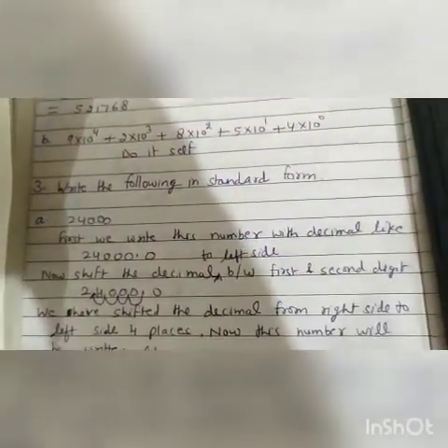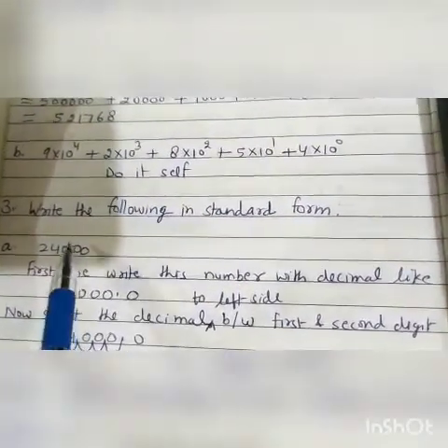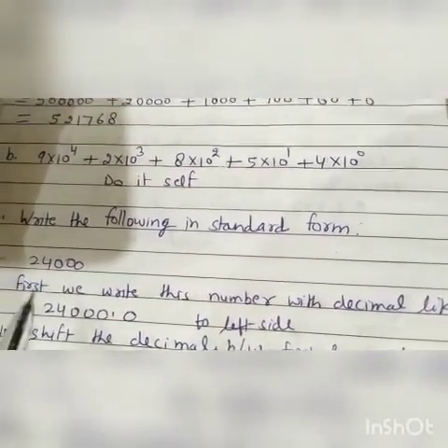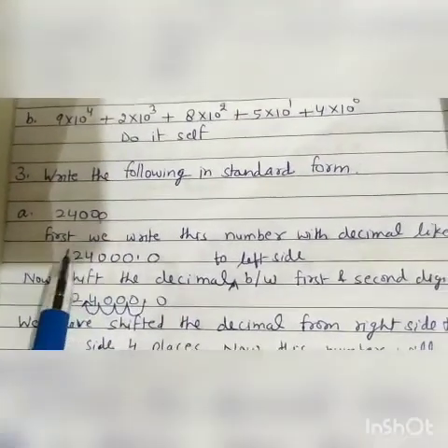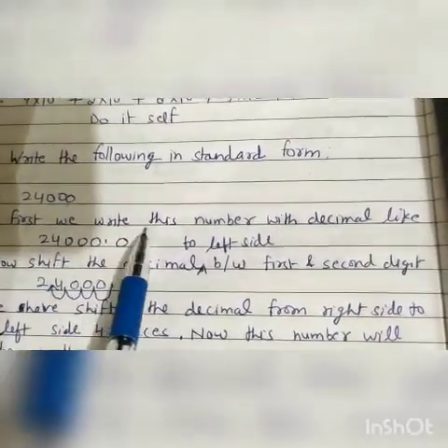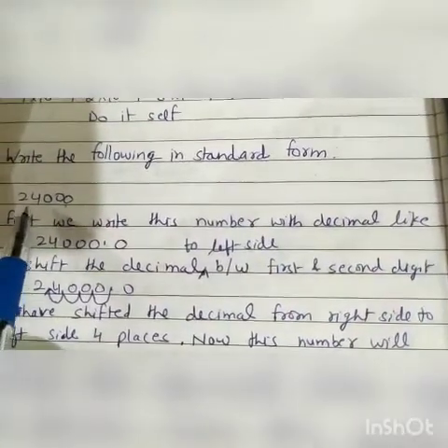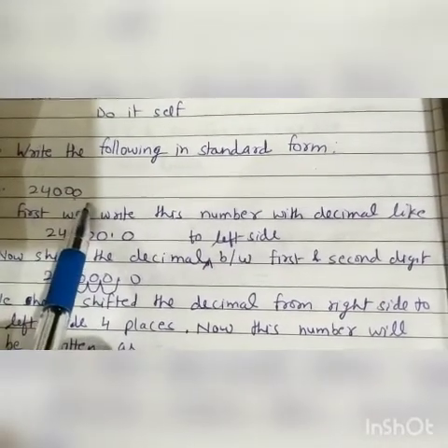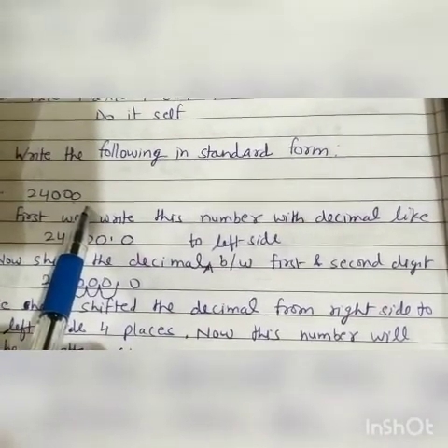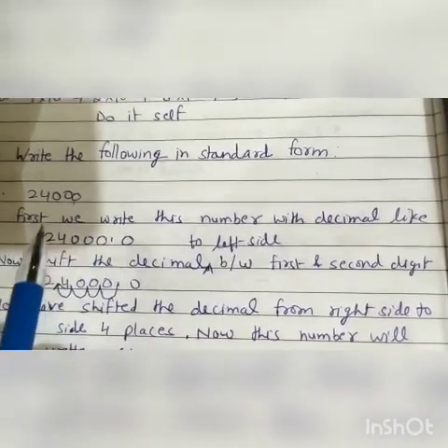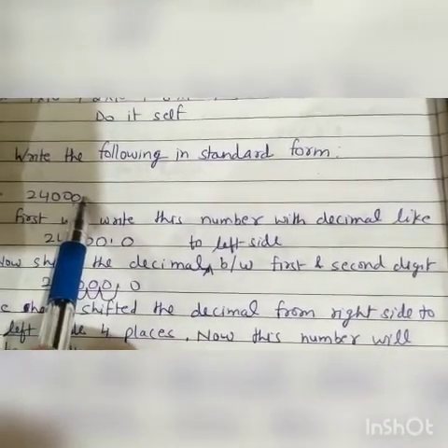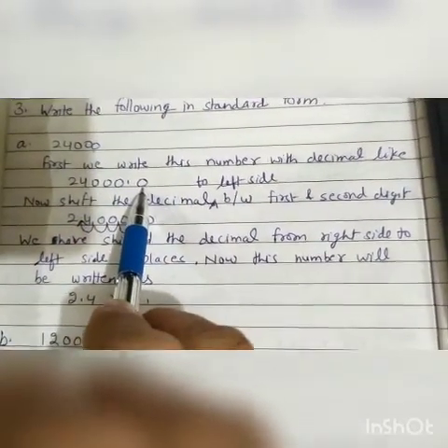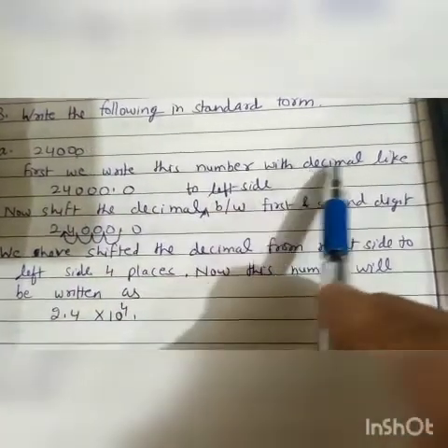Come to question number 3. Question number 3 is, write the following in standard form. Its A part is 24,000. So see, first we write this number with decimal. In this number there is no decimal. If in a number there is no decimal, where we will consider it? We will consider this decimal at the end. So this number will be written as 24,000.0.